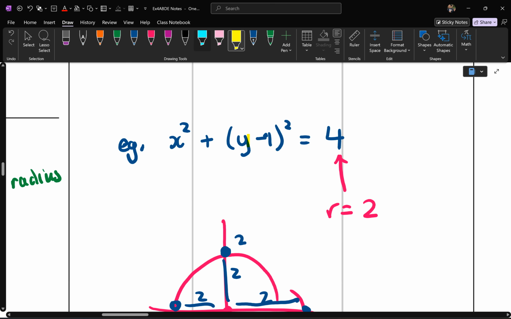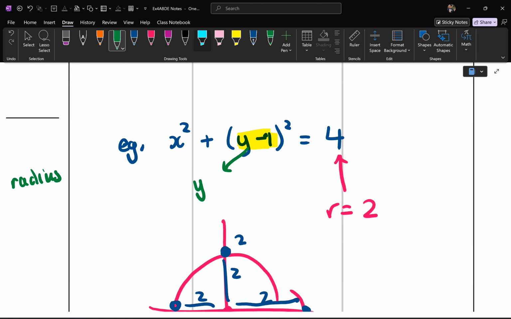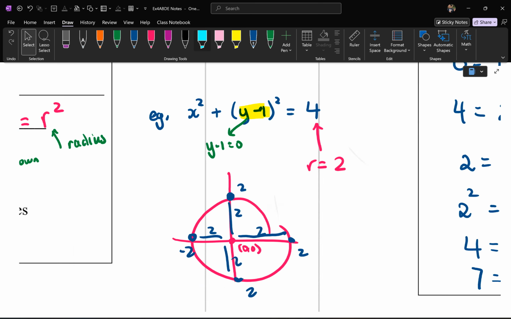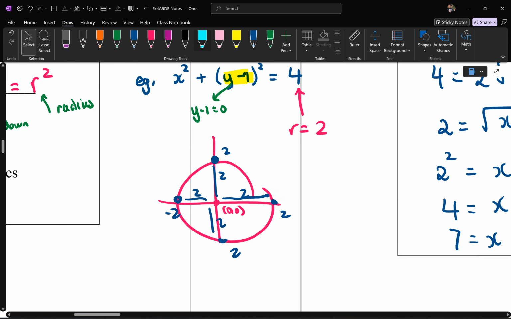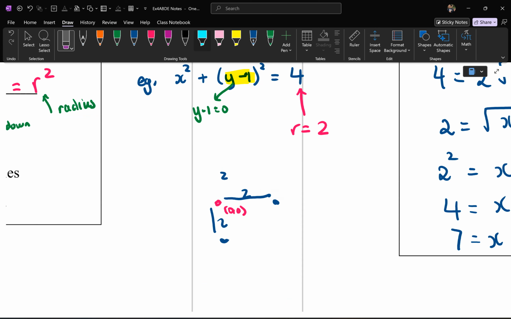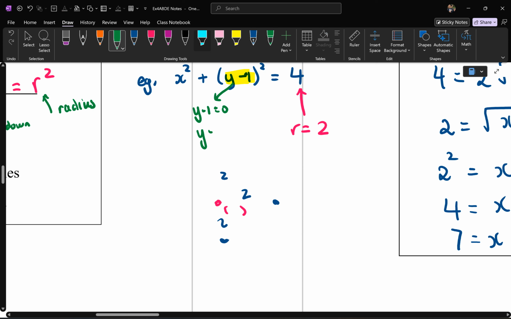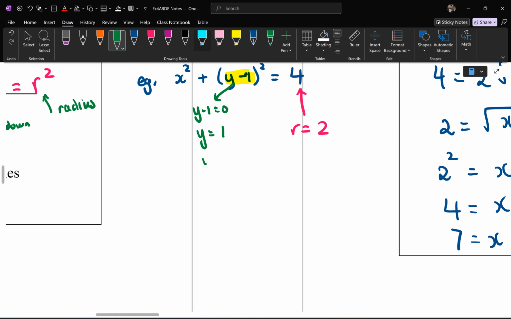Highlight it. Let this equal to 0. So y minus 1, let it equal to 0. And if you solve for y, what should y equal to? 1. And if it's positive, it will go up. If it's negative, it will go down. Okay, so in this case, y is equal to 1. So that's why we know it is up 1.